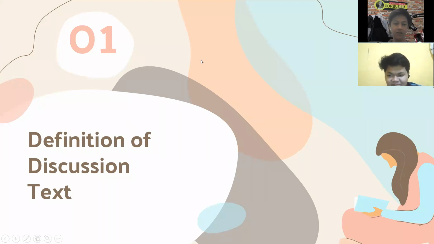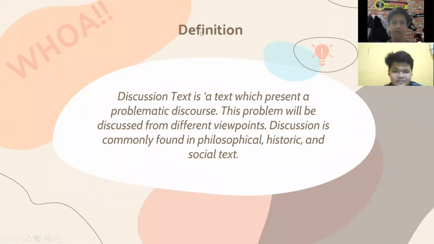The definition of discussion text will be read by myself. Definition. Discussion text is a text that presents a problematic discourse. This issue will be discussed from a different point of view. Discussions are often found in philosophical, historical, and social texts.